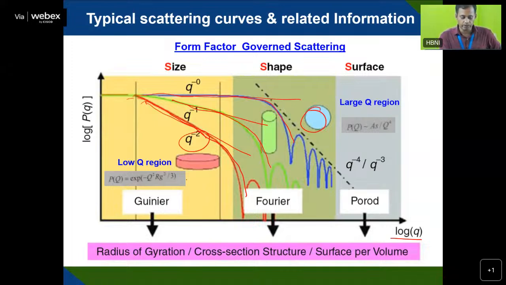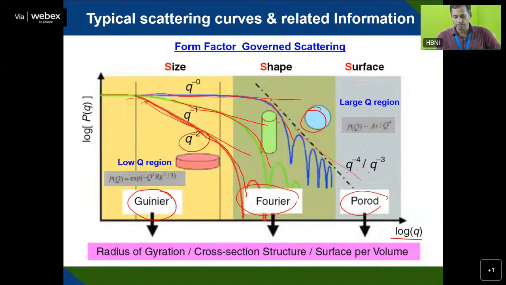Depending on this, in the low Q region it follows P(Q) equal to e to the power minus Q squared Rg squared by 3. This relates to the Guinier model. The Guinier model gives the shape information in between. Then, in the Porod region, when you have a large Q, you can see here Q to the power minus 4 or Q to the power minus 3.